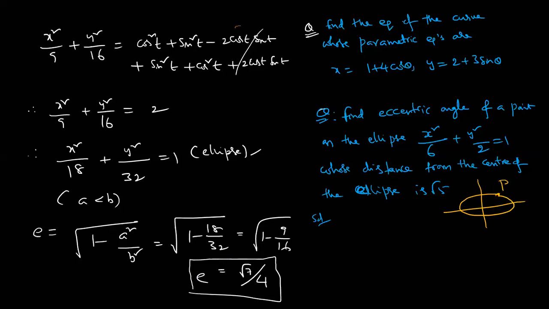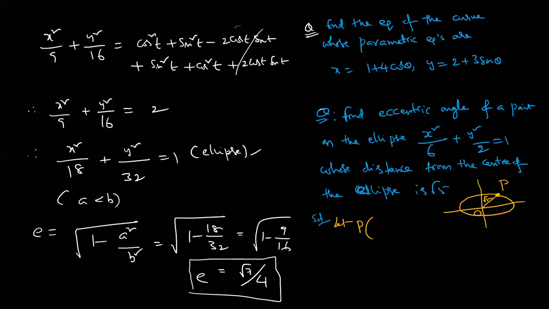Dear students, suppose P is there. So OP is given. How much? Root 5 is given. Then what is the eccentric angle of the points? Eccentric angle means you can choose any point on this ellipse, because theta is what? 0 to 2 pi. Then what can you say? Very well. What is the first step? First we choose one point. Let P be the point. What is the point, anyone?